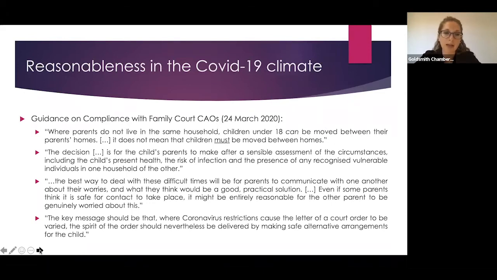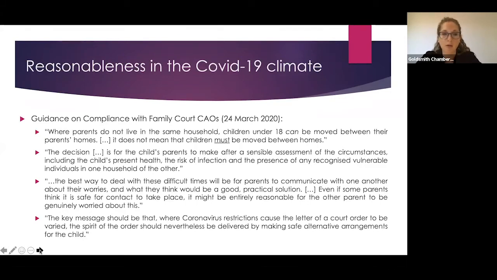But really, the key message to take from that is the court is saying where the restrictions arising from coronavirus cause a court order to have to be varied, the spirit of the order should nevertheless be followed, and parents should be looking to make alternative arrangements so that contact with a child is not lost.